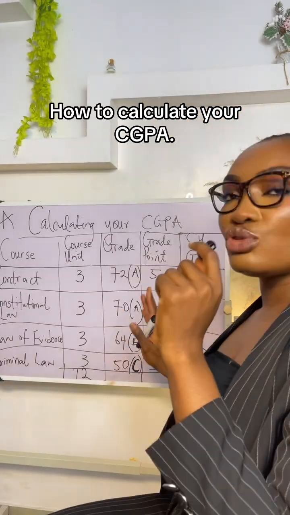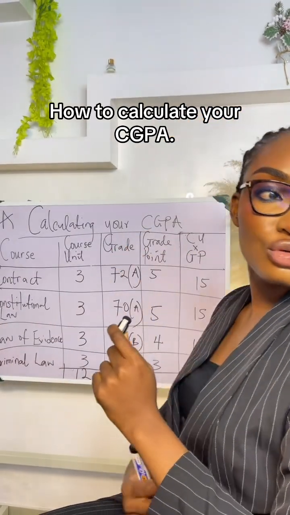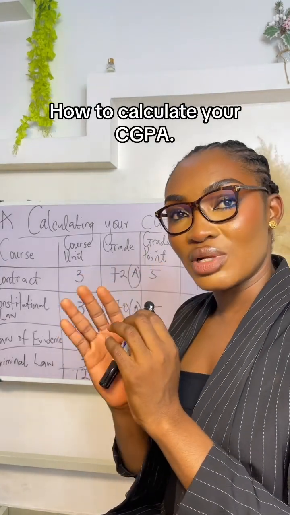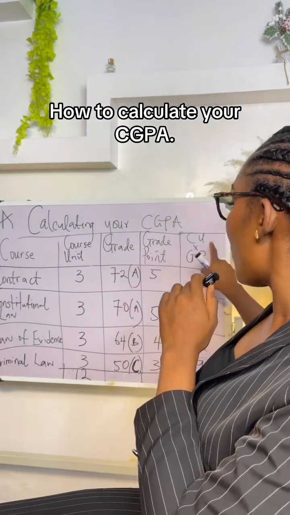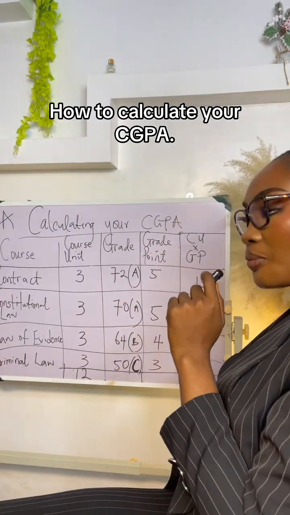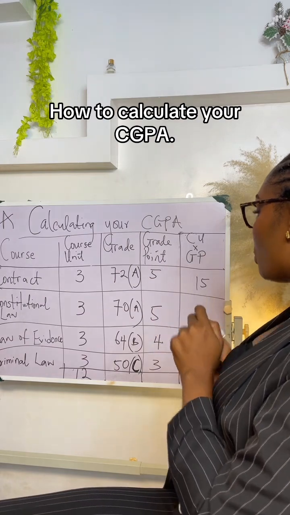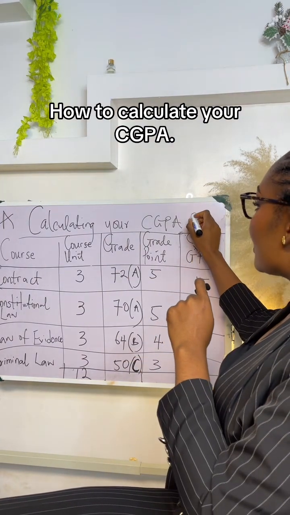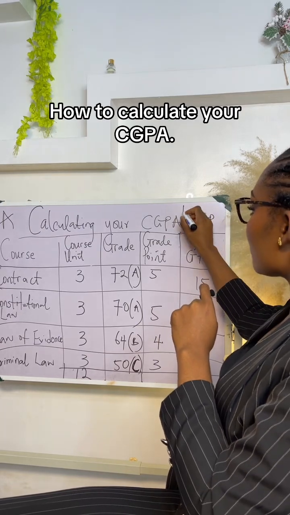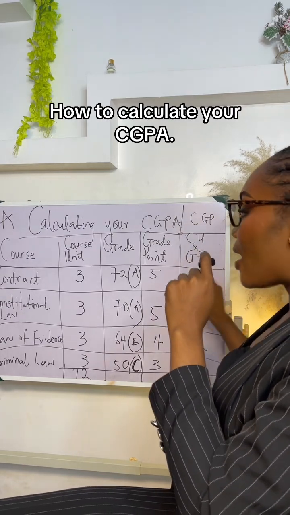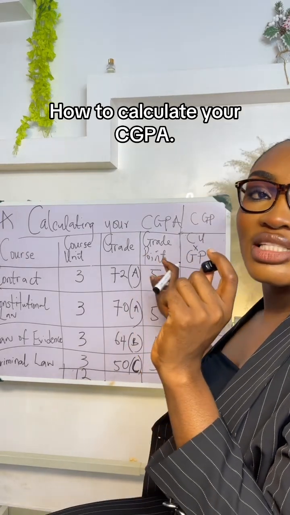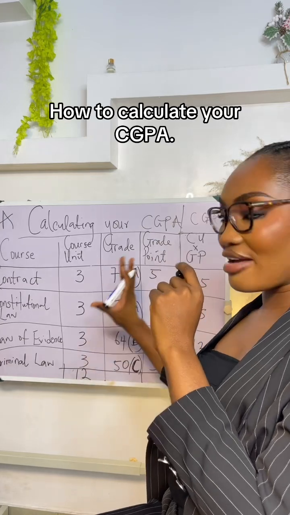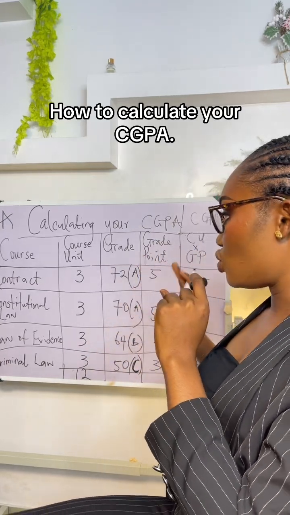Now, there are two totals right here that we're going to use for the cumulative grade point average. What we have here is the cumulative grade point. This table is called what? The CGP. What we calculated here is the cumulative grade point, the CGP. However, to get the cumulative grade point average, you have to do something more.